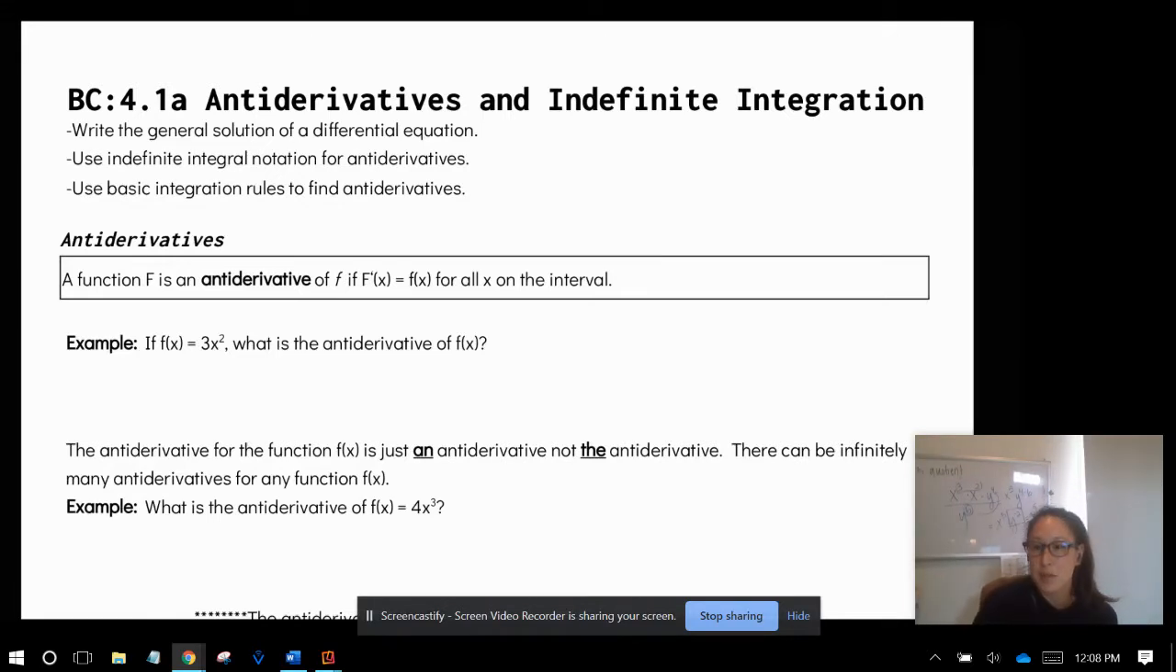We've reached a new level in our calculus learning. We are looking at antiderivatives, which are just the inverse of a derivative. So this statement right here is basically saying that an antiderivative is when we undo a derivative. Okay, so we're going to look at this first example.